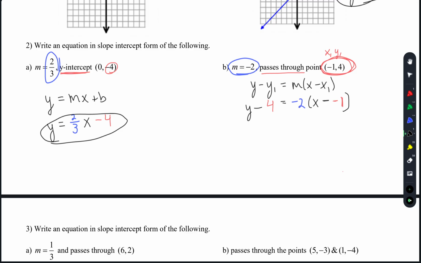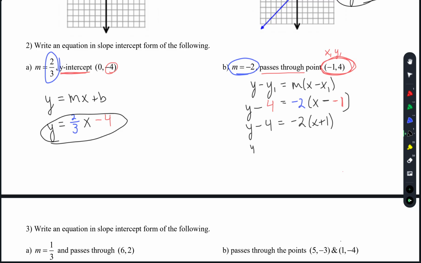And then here you're plugging in a negative, and you can see how that's going to turn into a positive. So if you want, you can go straight to -2 times x plus 1. It's totally fine. I'm just trying to show you why it's a plus. Okay. So now you're going to have to solve it, because you have to put it in that y equals mx plus b form. So now this is just algebra stuff.